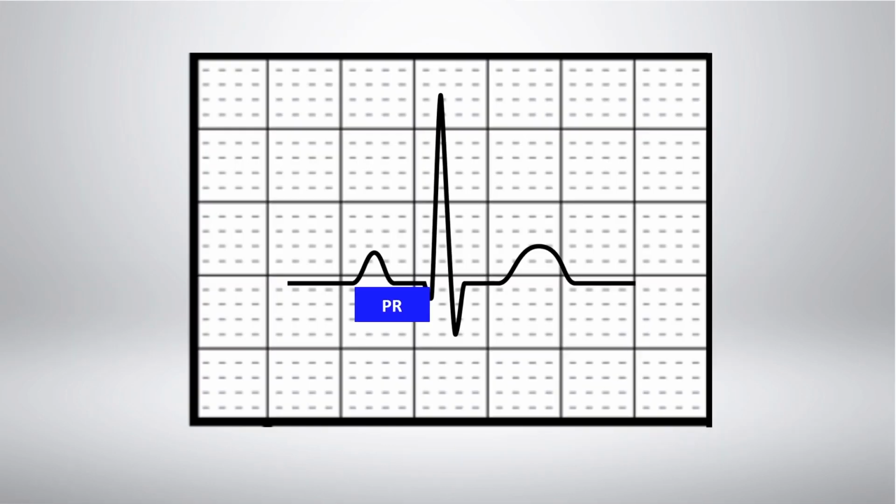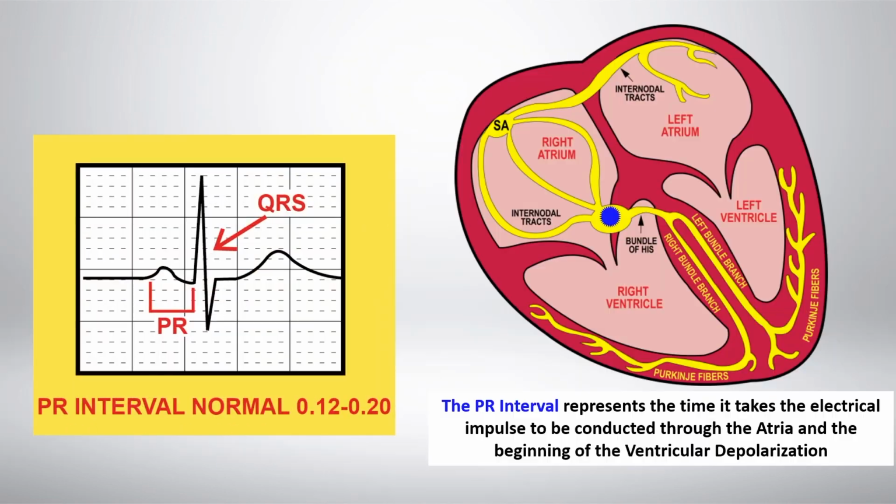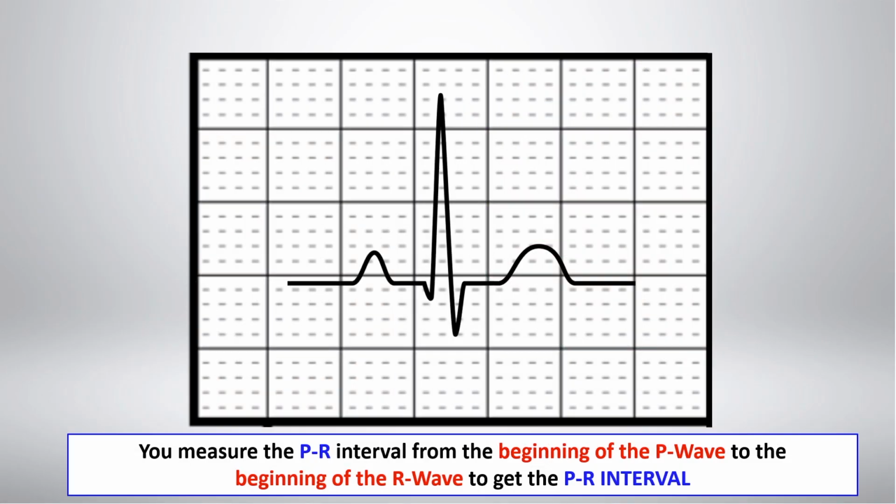Now we'll examine the PR, the QRS, the ST, and the QT segments. The first interval is the PR interval. The PR interval represents the time it takes the electrical impulse to be conducted through the atria and the beginning of the ventricular depolarization. Because the electrical impulse travels faster than the actual mechanical contractions of the heart muscle, the electrical impulse is delayed in the AV node to let the blood in the atria empty into the ventricles. You measure the PR interval from the beginning of the P wave to the beginning of the R wave to get the PR interval.